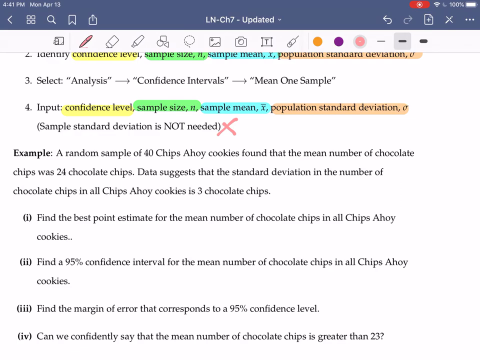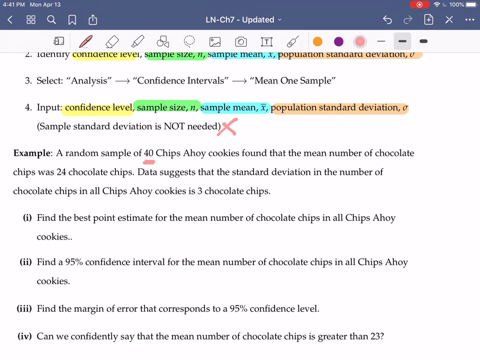All right, so let's take a look at an example. A random sample of 40 Chips Ahoy cookies found that the mean number of chocolate chips was 24. Data suggests that the standard deviation in the number of chocolate chips in all Chips Ahoy cookies is 3 chocolate chips. All right, so here, that 40 right there is our sample size.